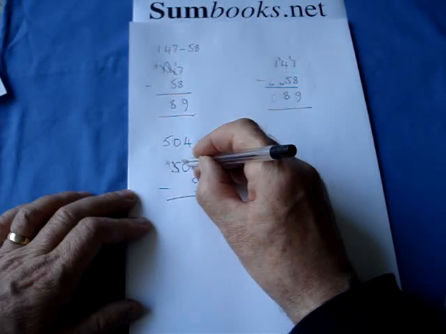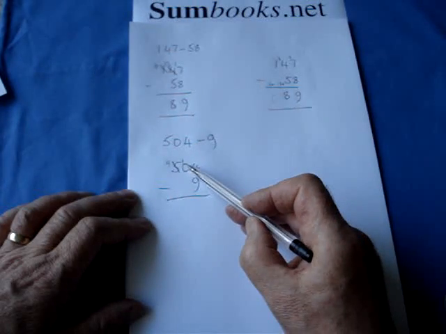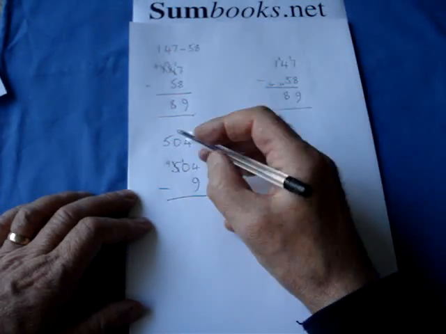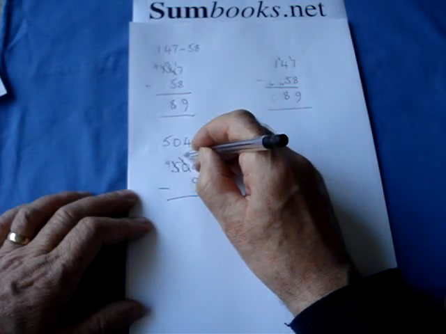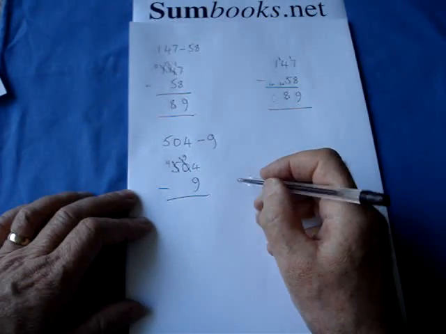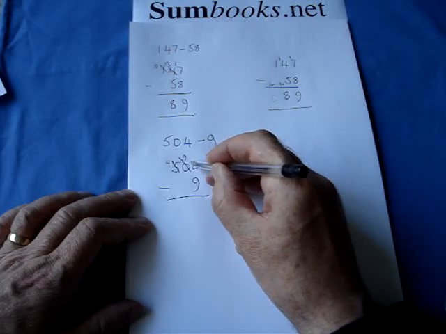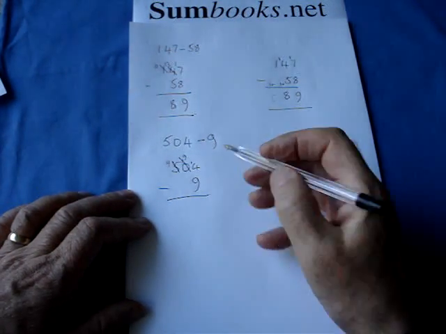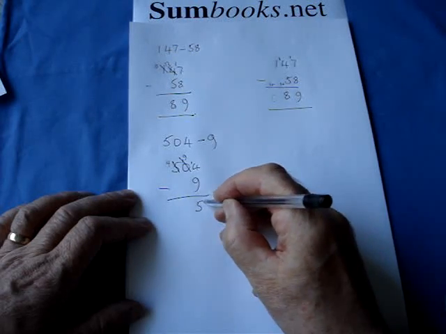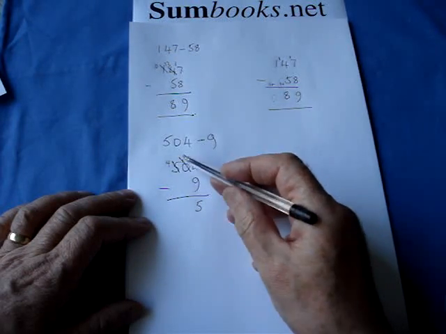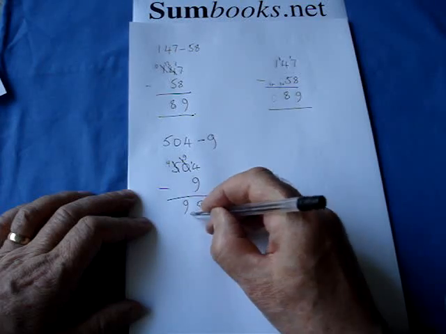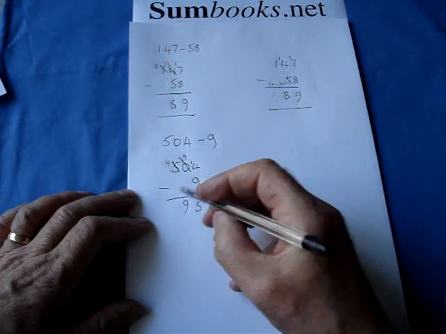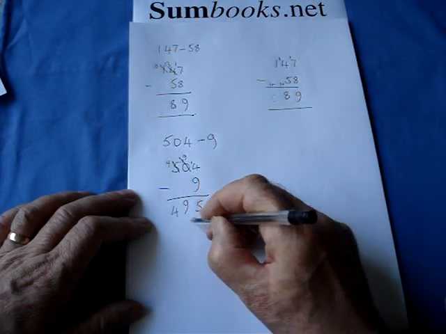And that allows us to put 10 tens here. Now we borrow from the 10 tens. Leaves us with 9 tens. And we've got our 10 units over there. Now we say 9 from 14 is 5. 0 from 9 is 9. And 0 from 4 is 4.